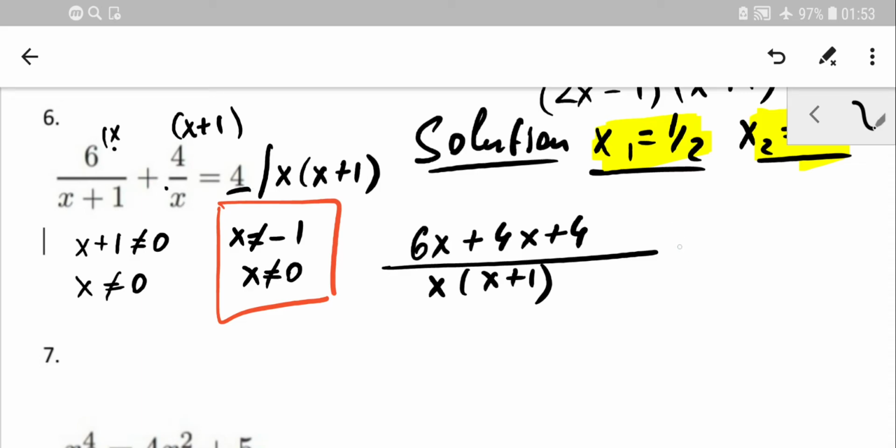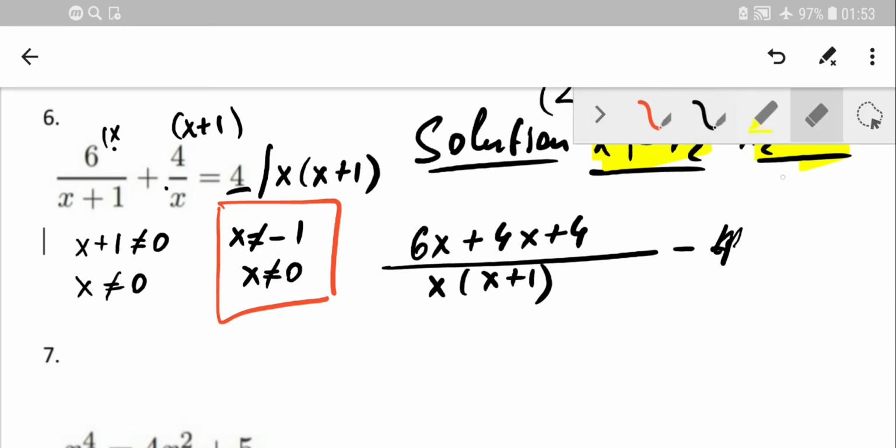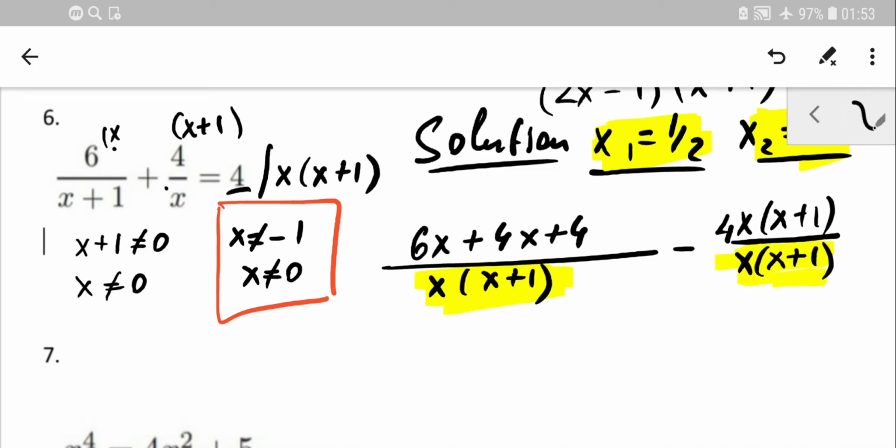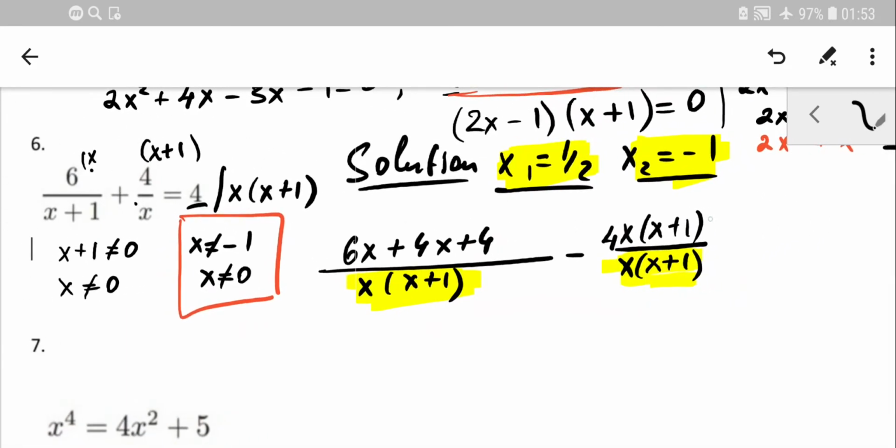I also transfer 4 to the left hand side. Instead of 4, I can write 4 times the denominator, x and x plus 1, over x plus 1. Why did I do that? Because I want to have the same denominator, just to add up the top parts of the fractions. And now, because I transferred 4 to the left hand side, I'll get 0 on the right hand side.